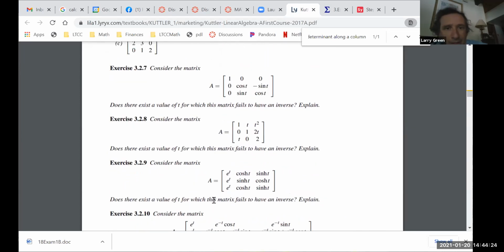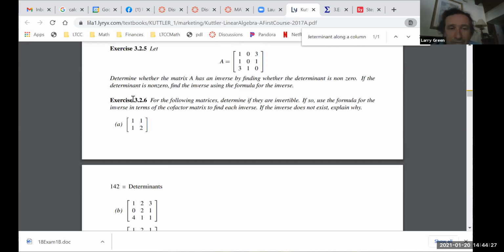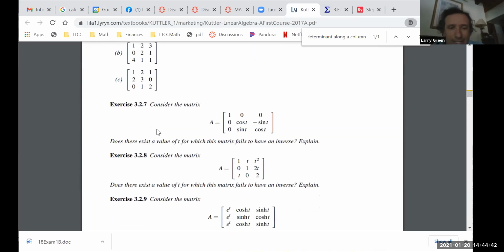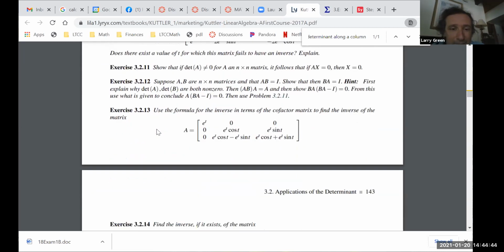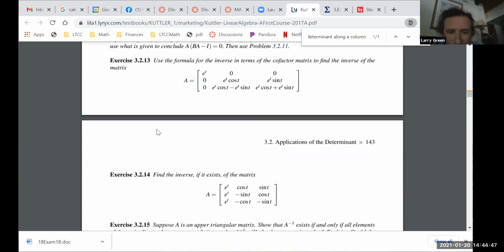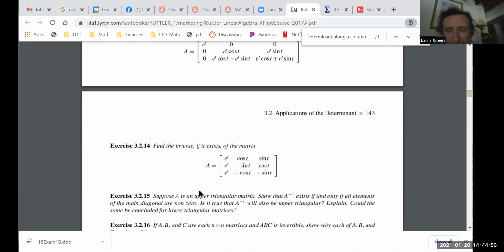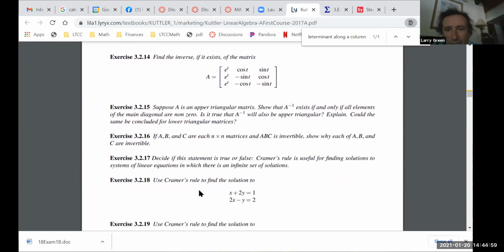Let me go through some of the beginning ones. For the following matrices, determine if they're invertible. If so, use a formula of the inverse in terms of cofactor matrix. Think you'll be able to do something like that? Looks like what we've been doing? Hopefully. So I wanted to give you a heads up of what's coming. Find the inverse of this matrix. Again, take a determinant, multiply by the adjoint, and that gives you the inverse. All of these are that kind of thing. Any questions on what to expect coming up for the homework?